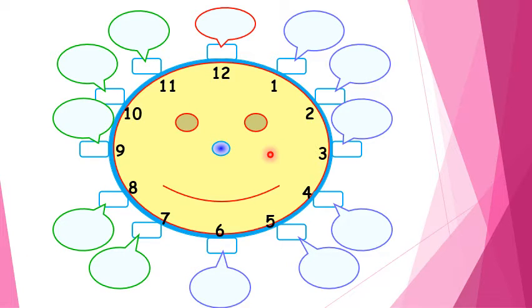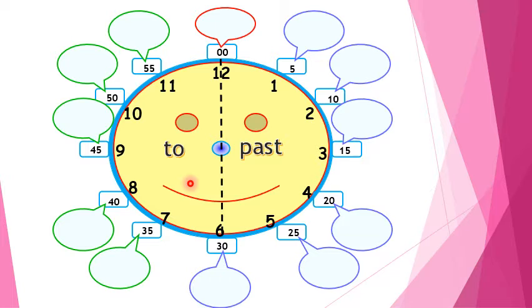Okay, after we know where the minutes are, 5 minutes, 10 minutes, and so on, now we're going to learn how to actually read the analog clock. We know that we have 2 parts. This part is called past, and this part is called to. So to is a mirror of past. What I have in this part, I just repeat in this part, like a mirror.